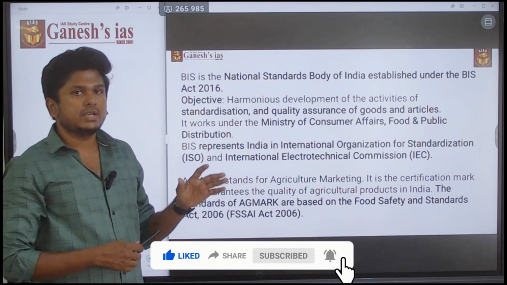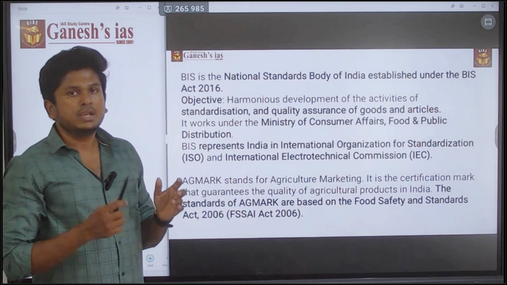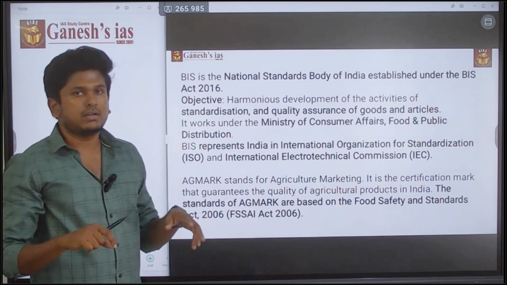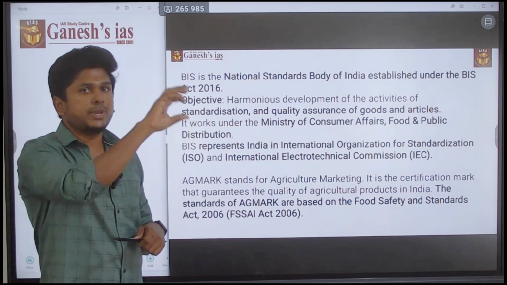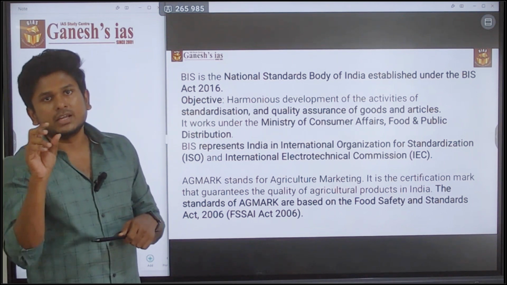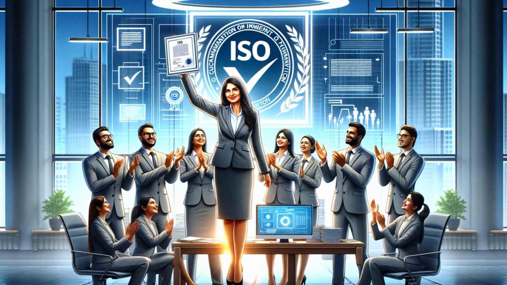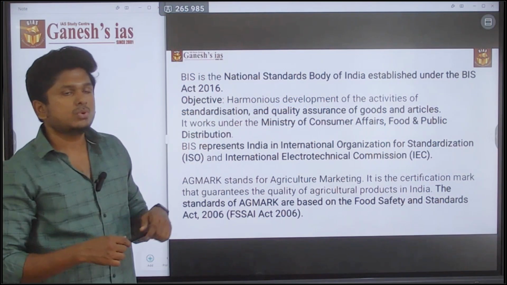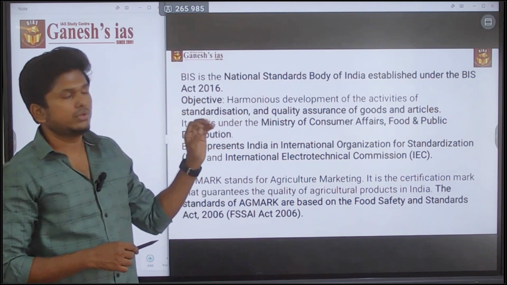They will certify electronic components and automotive components, everything. If you have a cycle, bike or car, you will see certain details about the company name, such as MRF, and at the end it will say ISO 9001. Likewise, the certification will be there. So everything will be certified under the BIS standard.